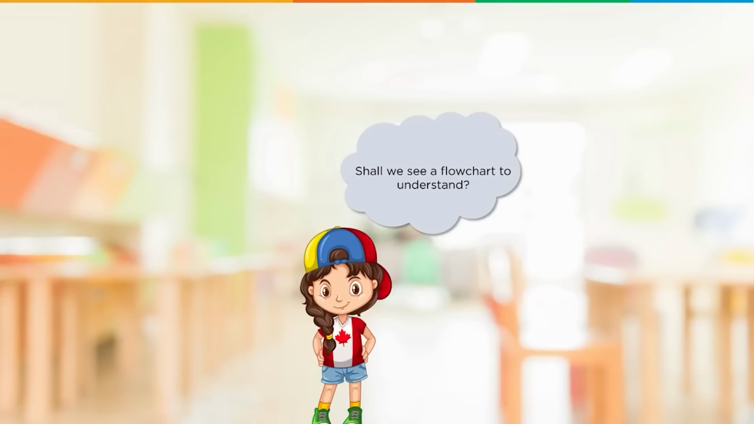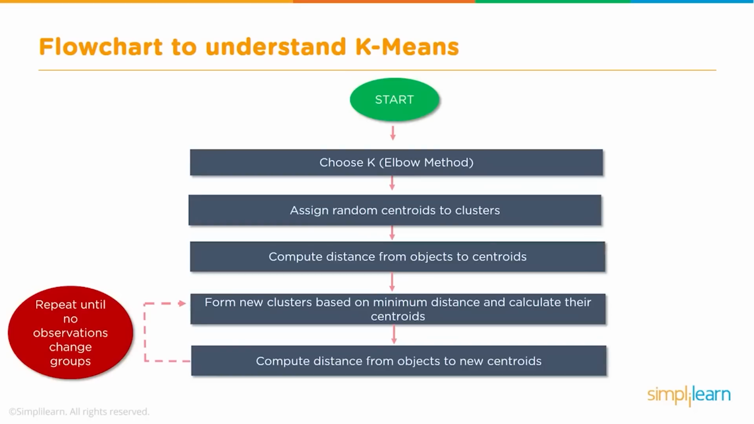Make a little bit more sense by putting it into a nice easy step-by-step. So we start, we choose K, we'll look at the elbow method in just a moment. We assign random centroids to clusters, and sometimes you pick the centroids, because you might look at the data in a graph and say, oh, these are probably the central points. Then we compute the distance from the objects to the centroids. We take that and we form new clusters based on minimum distance and calculate their centroids. Then we compute the distance from objects to the new centroids. And then we go back and repeat those last two steps.